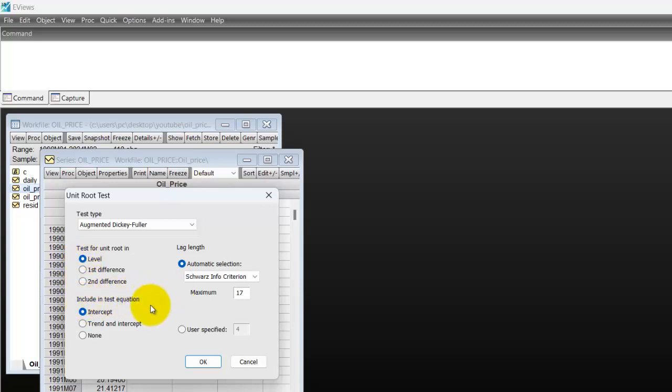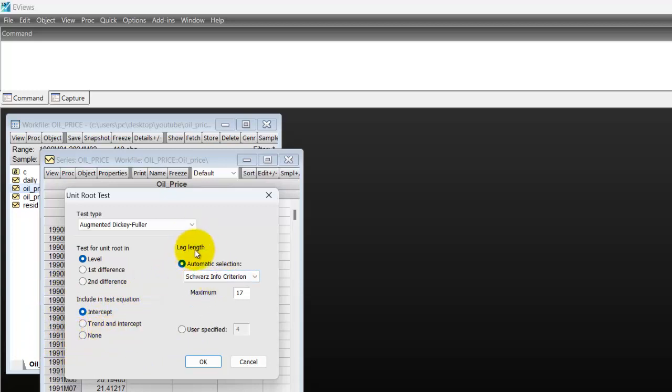Then we have another panel which is include in test equation. If you are used to ADF, PP, as well as KPSS test equation, you will notice that there are equations whereby you will have intercept. You will see another equation where trend is included, and you will see another one where both trend and intercept are not included. So that's what this panel is trying to address.